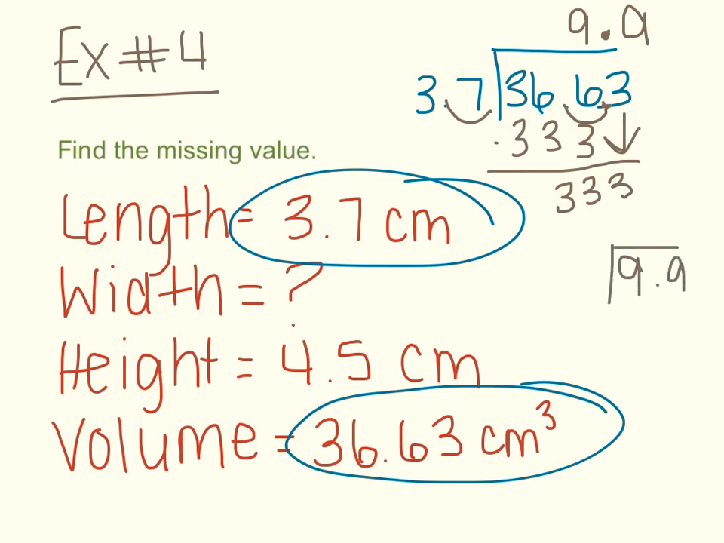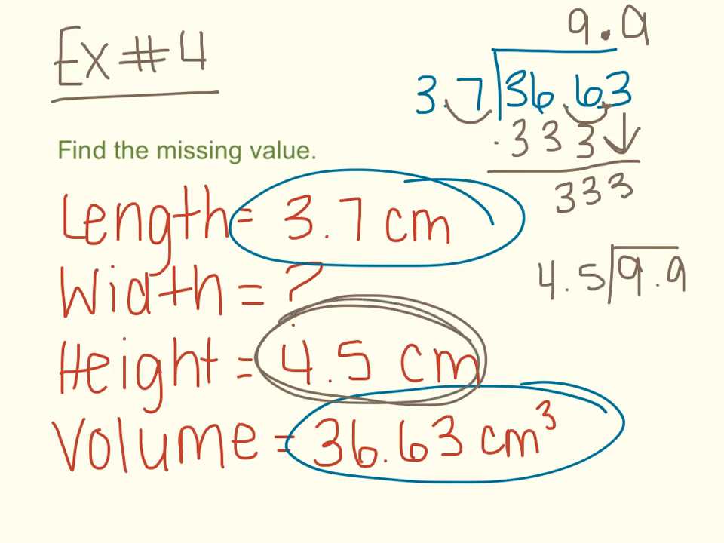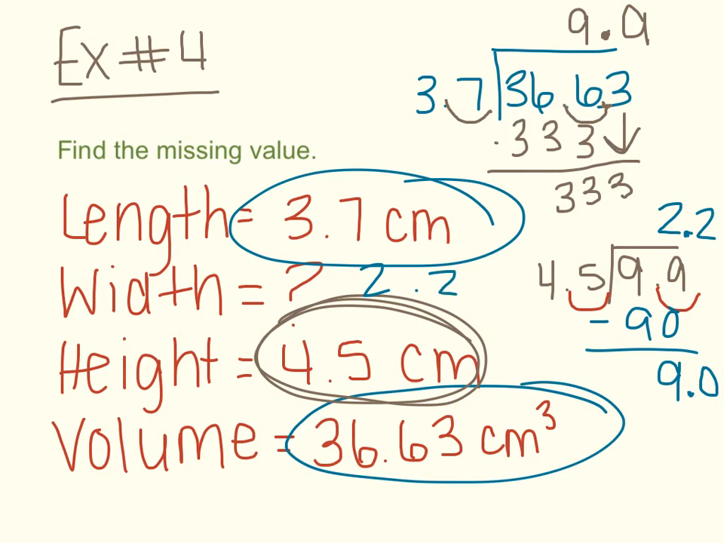Now we divide 9 9/10 by our last number, which is 4 5/10. Again, you can't have a decimal in your divisor, so we move it one place, and we move it one place in our dividend. So 45 goes into 99 2 times. You can add a decimal and a 0, bring your decimal straight up, and 45 goes into 90 2 times again. So our missing width is 2 2/10 centimeters. So when we're working backwards, we do the same thing, we just divide.